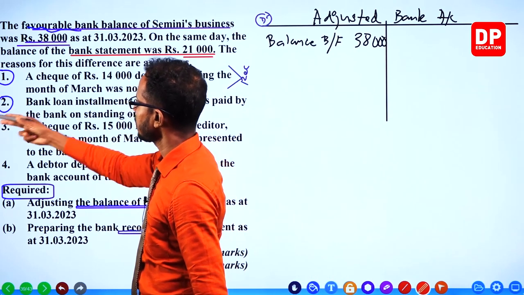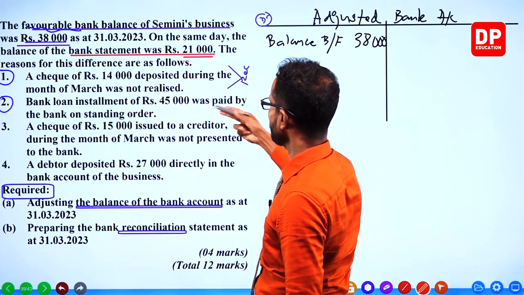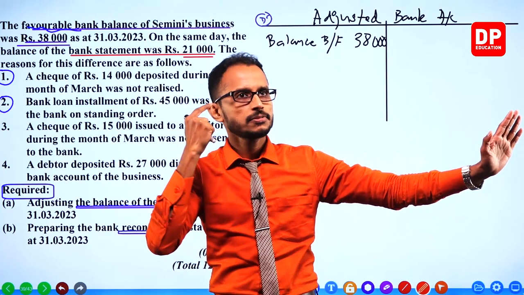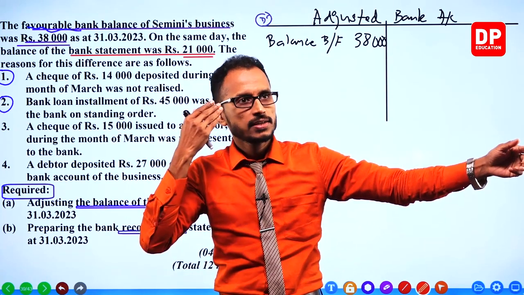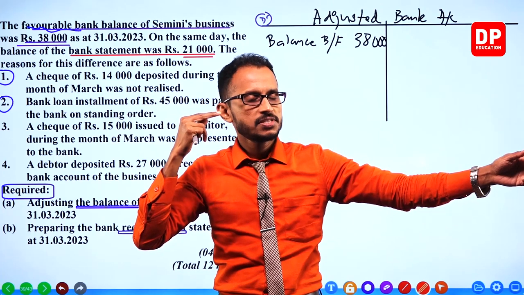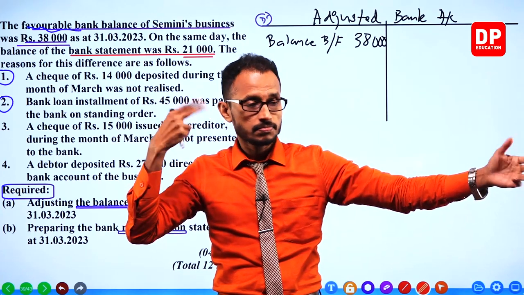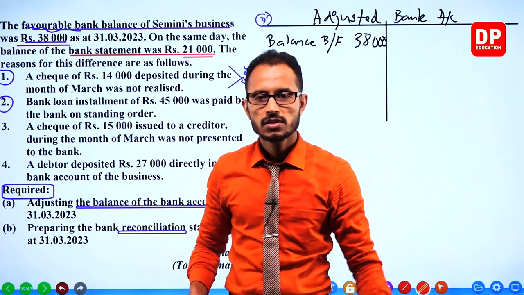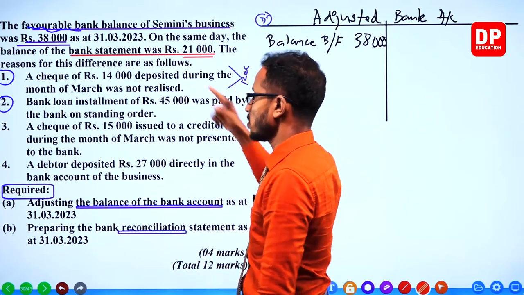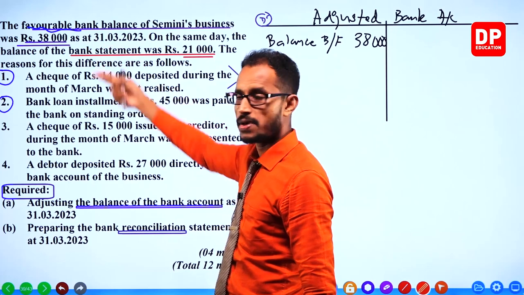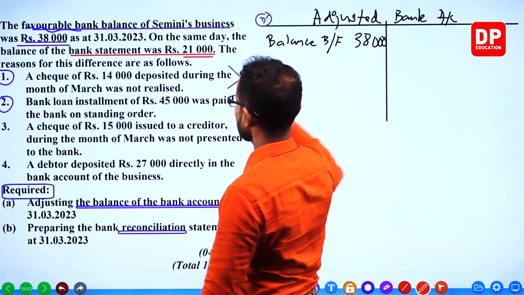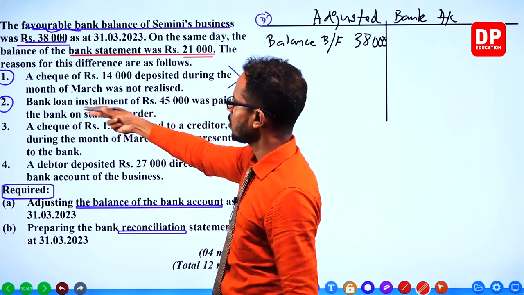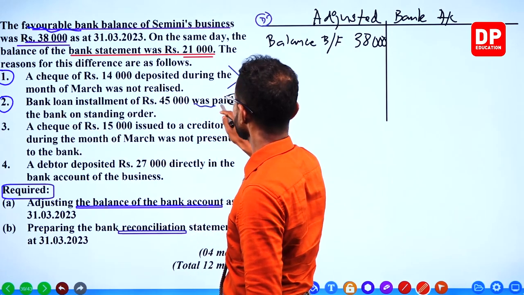Next, bank loan installment, 45,000 paid by the bank. We have not yet realized that. In the business of Semini, they haven't been informed by the bank. The bank pays standing orders, so the bank has paid. It's not yet entered in Semini's business bank book. That should go to the adjusted bank book. Bank loan installment, a 45,000 installment paid by the bank.